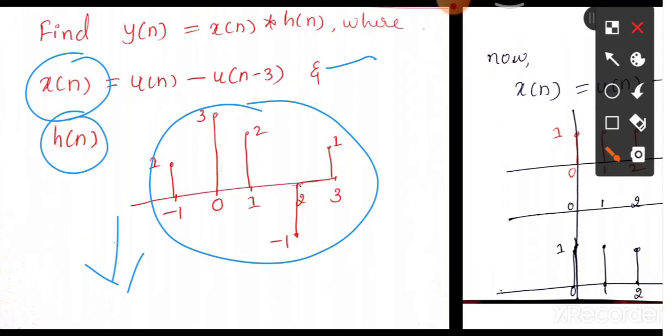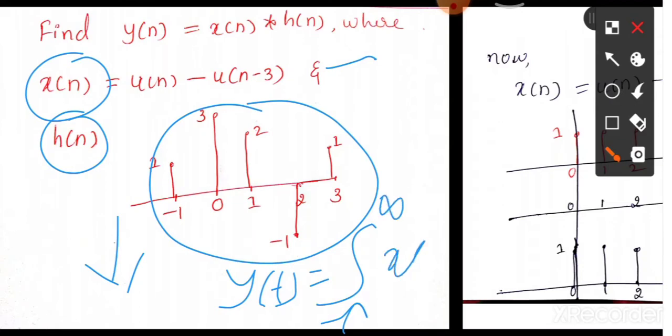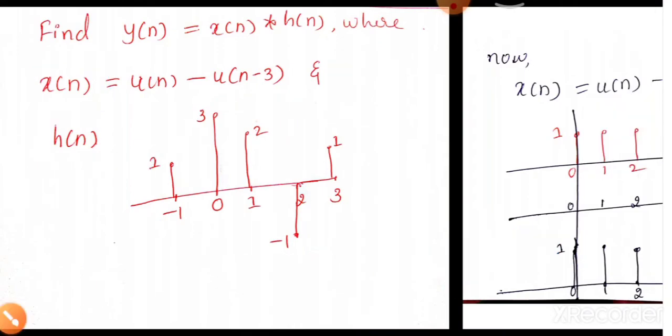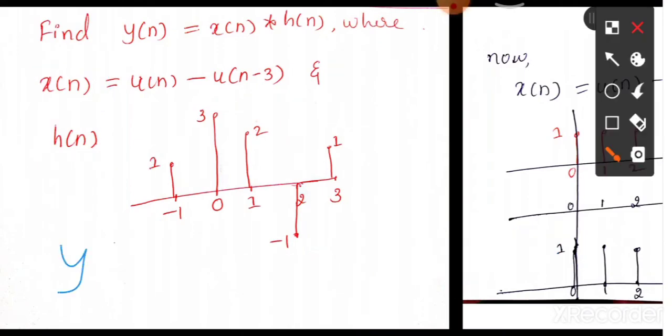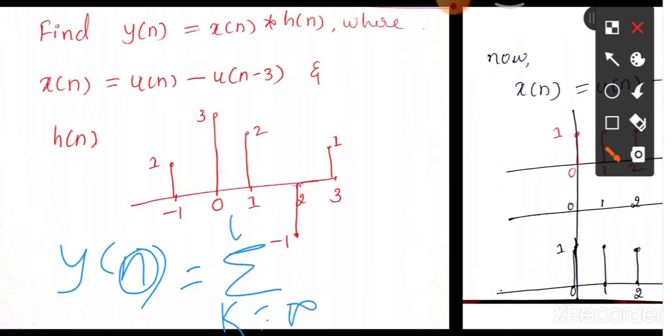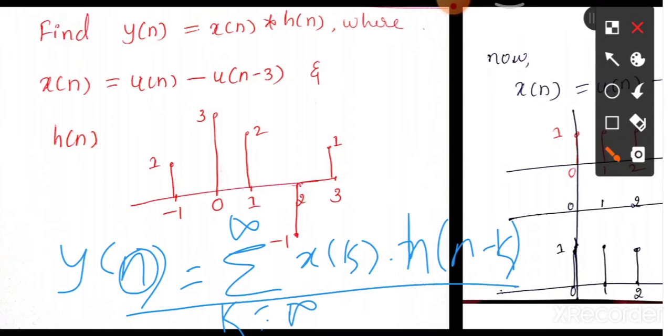Here the only difference is that there we used to integrate, with the formula y of t is equal to integration from minus infinity to plus infinity of x of tau into h of t minus tau. But in this case we are going to take the formula as y of n, which represents your discrete signal. Okay, y of n equal to summation of k equal to minus infinity to plus infinity x of k into h of n minus k. Only the formula is this. Here there is no integration. Here it will be summation.